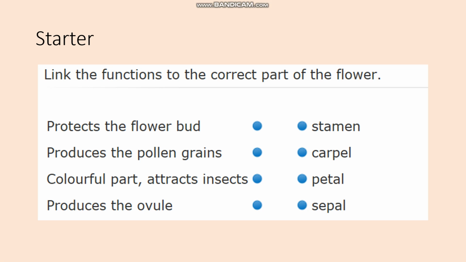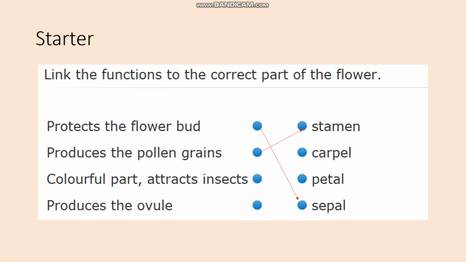Firstly, protects the flower bud. That will be the sepals. Now the sepals, if you ever buy roses or seen roses which just haven't quite blossomed, you'll see that they're surrounded by sort of green petal-like structure, and they open up and then support the main flower underneath. They're the sepals.